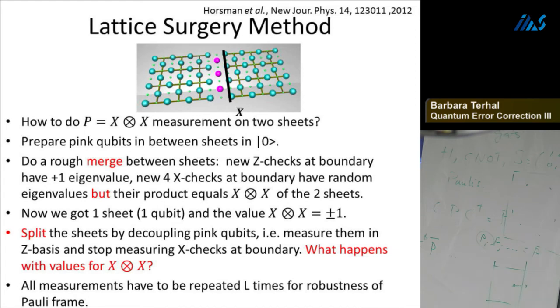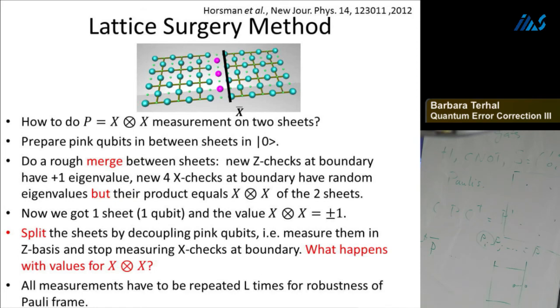And then we do something that one can define as a merge between those two sheets. We are going to measure the check operators in this region. Now, before, we measured the weight 3 checks here. And now we're going to make these into weight 4 checks that involve this 4th qubit. Now, if everything was okay, these weight 3 checks had +1 eigenvalue. This is in the state 0, so it also has +1 eigenvalue. So the weight 4 checks will come out to be +1.